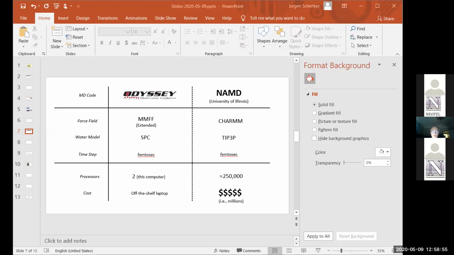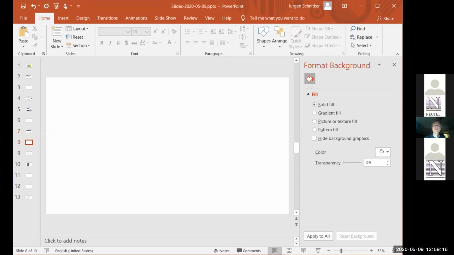So here I'll go back. My slide is still there. So I'm using 2 cores. Those simulations were on 250,000 cores. I'm using an off-the-shelf laptop. Any modern laptop will do. The cheapest Windows computer will do. And don't ask how much these simulations cost. But that's the frontier of using these techniques.